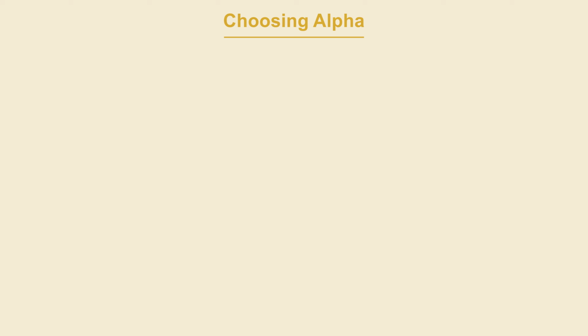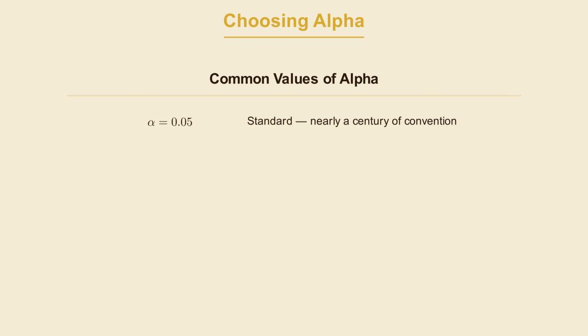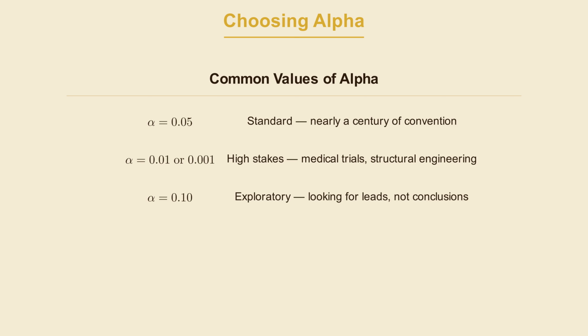The most common convention is alpha equals 0.05. That's been the default in statistics for close to a century. But there's nothing sacred about 0.05. It's a convention, not a law of nature. Fields where the cost of being wrong is very high, things like medical trials, structural engineering, often use a stricter significance level, something like 0.01 or even 0.001. Exploratory work, where you're looking for leads rather than conclusions, sometimes uses 0.1. The right choice depends on what's at stake.